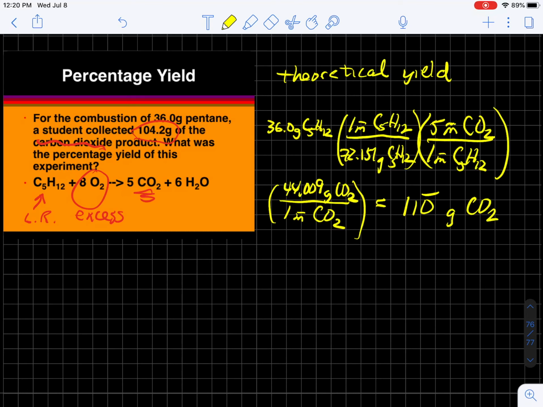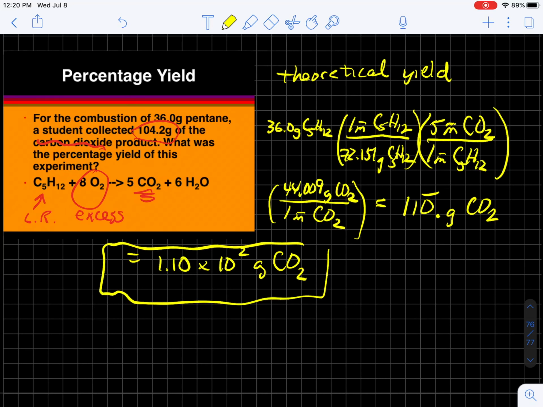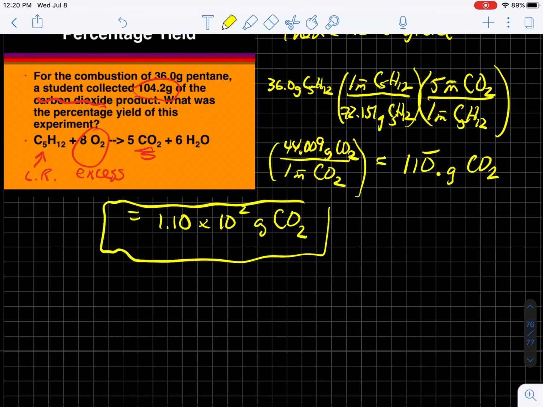Oh, I'm glad this came up. So this comes out to be 110 grams of carbon dioxide, but putting that little dash over the 0 or putting a decimal point after is not the way that you answer. You answer in scientific notation. So this would be 1.10 for 3 sig figs times 10 to the second grams of carbon dioxide. That's one of those rare times where we have to convert that to scientific notation.